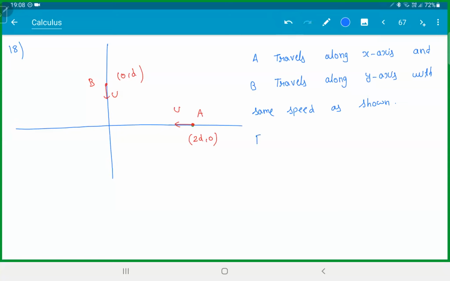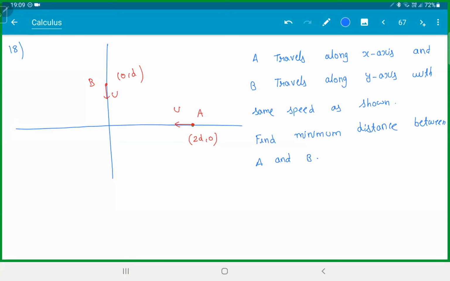So the question is, find the minimum distance between A and B. If they're not going to meet, what is the minimum distance between A and B? I hope the question was clear. They don't meet. So if they meet, minimum distance is 0. The answer will take care of it.